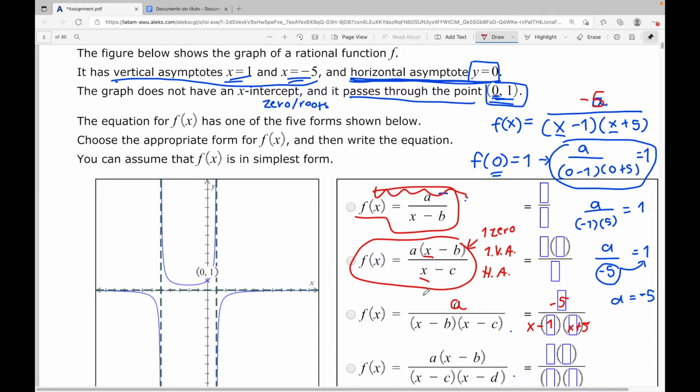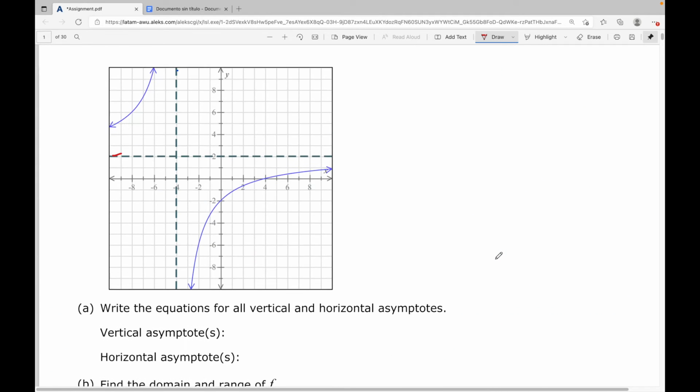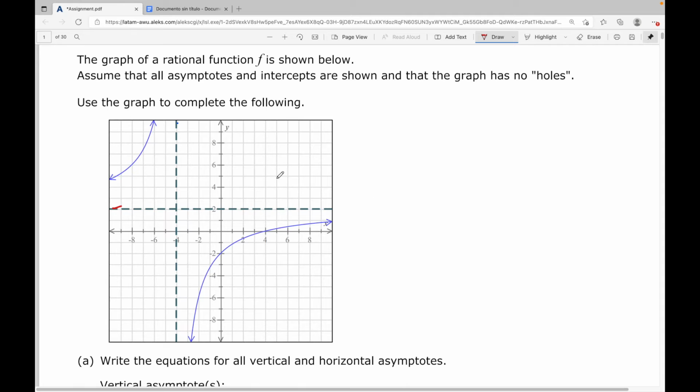Because we have the same degree of these x's, so we know in the end a horizontal asymptote is going to be something divided by something, right? Okay, so let's look at this example. For this case, we're going to get the values. We know here is a 0. Remember, whenever there's an x-intercept, that's a 0. So we know that we have something like this, right?